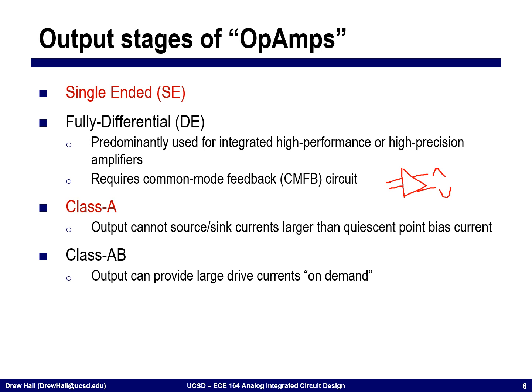A reasonable question to ask is, well, why don't all op amps do this? It turns out that when I do this, I also need to double my feedback network. And so if I was doing a capacitive feedback network, that means twice as many capacitors around this amplifier.